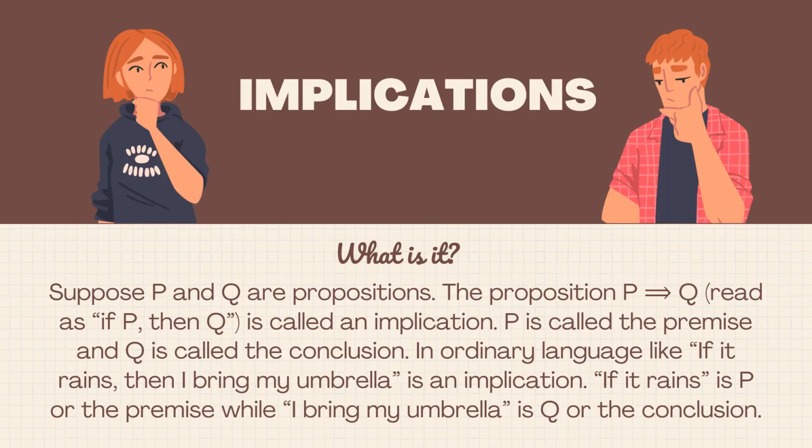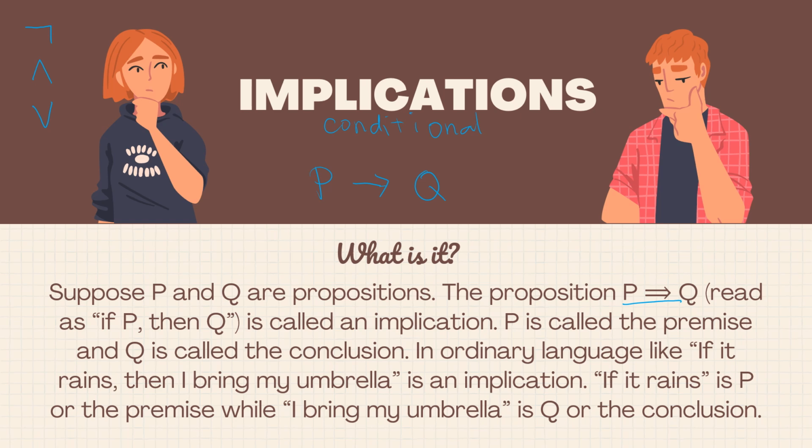So take note, we already learned negation and then or. Now let's go to implications. What is it? Suppose P and Q are propositions. The proposition if P then Q, so this is read as if P then Q. It is called an implication, or we can say conditional proposition, conditional statement. So P is called the premise and Q is called the conclusion.